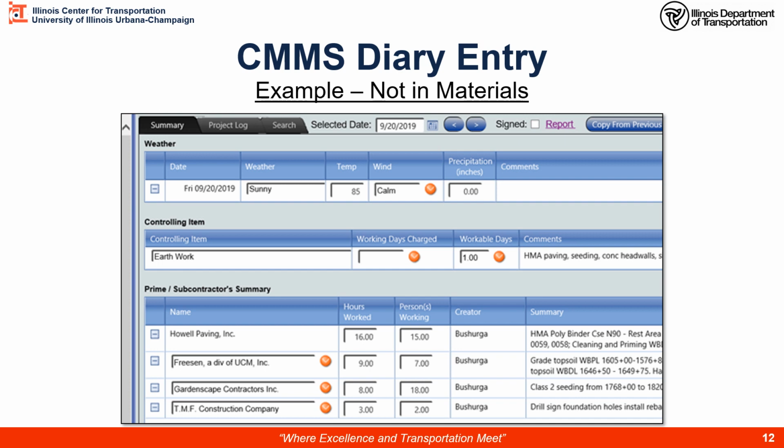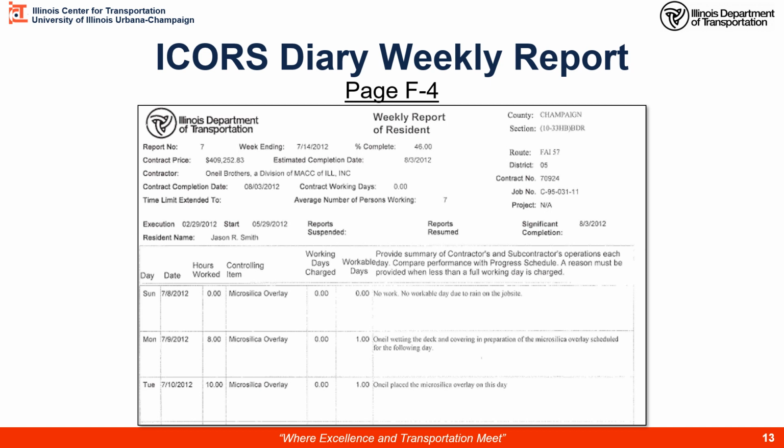Here we have the contractors that are working, the hours they worked, how many people were working, who created this log, and then a description of what was happening with each contractor. In I-Corps, the diary weekly report is automatically populated. Again, the text that shows up in this box is from that weekly paragraph, and it has a record of days that were workable or working days, the date, day, controlling item.